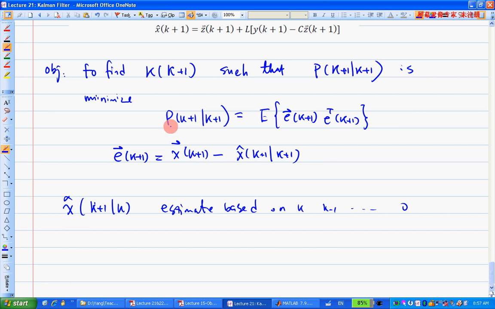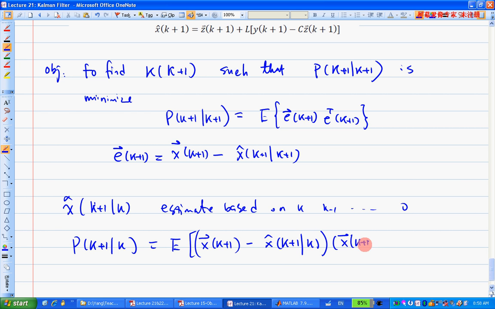And same thing for this p here. The definition of this one is the error covariance, because you're looking at the difference between x of k plus 1 and x hat k plus 1 k plus 1. As a matter of fact, there is also a p of k plus 1 of k, and that one is defined as x k plus 1 minus x hat k plus 1 k. That's defined as this one here.